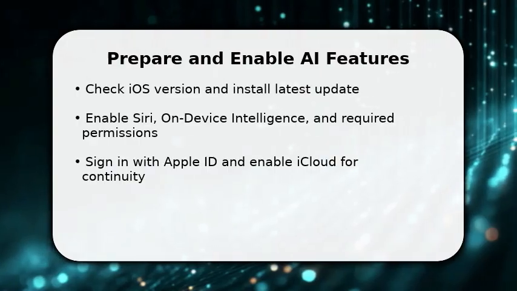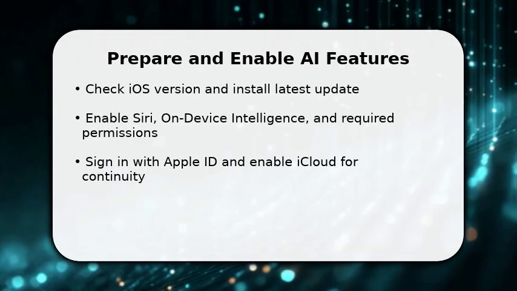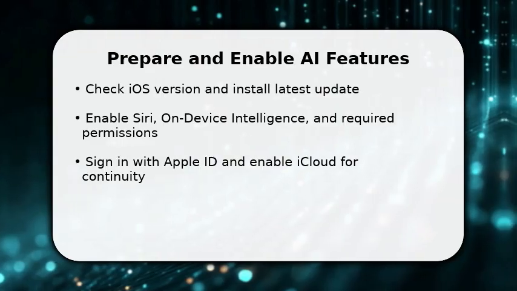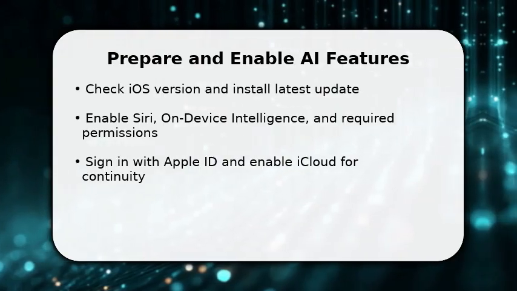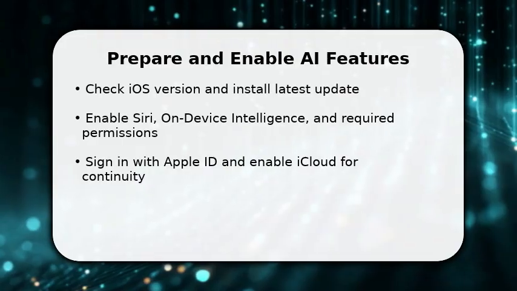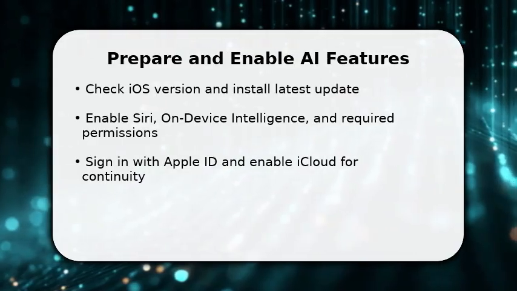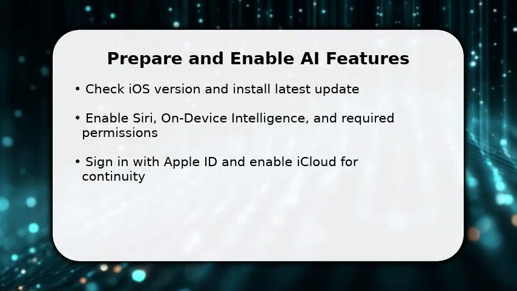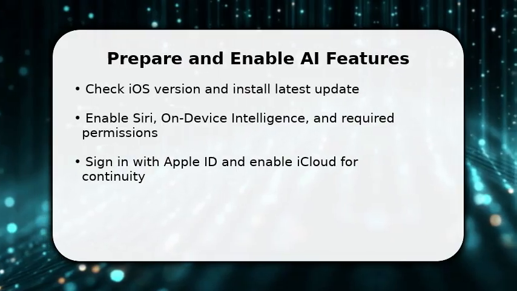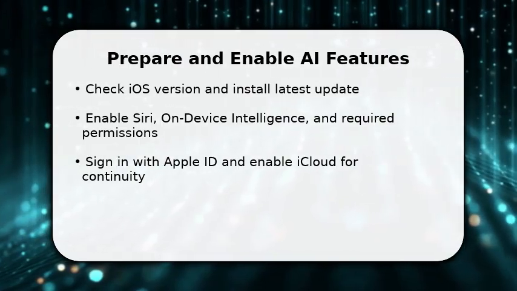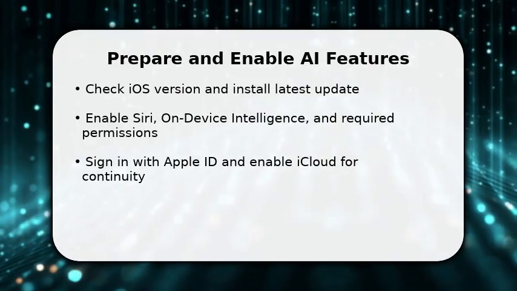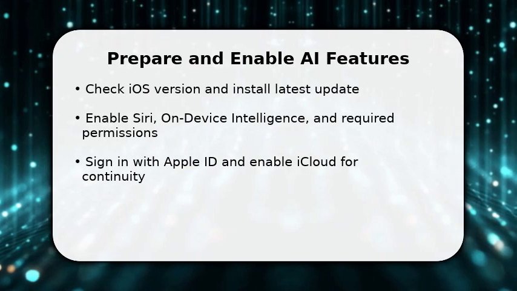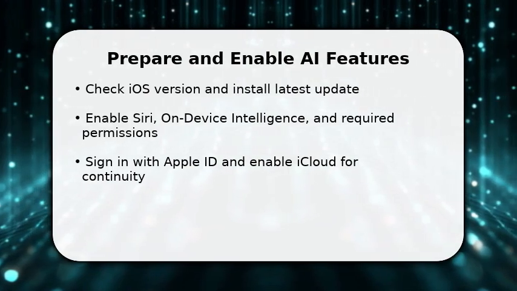You start by confirming your iPhone 16 runs the latest iOS and has sufficient storage. This avoids interruptions. Once done, enable Siri and on-device intelligence in settings and grant microphone, camera, and photos access where prompted. Make sure you're signed into your Apple ID and iCloud so models and preferences sync across devices. Finally, restart the phone to apply background optimizations. This ensures the AI modules initialize correctly before you proceed to configure personalized features.